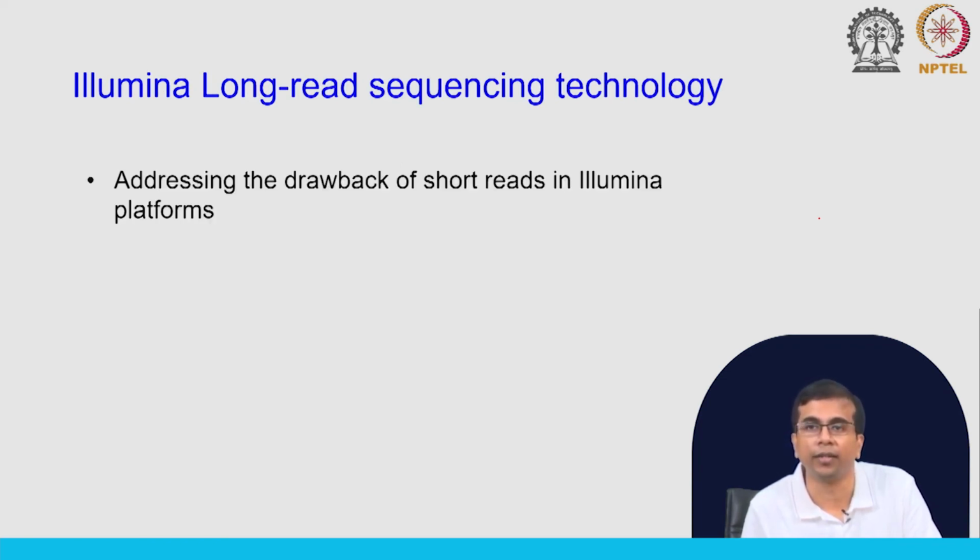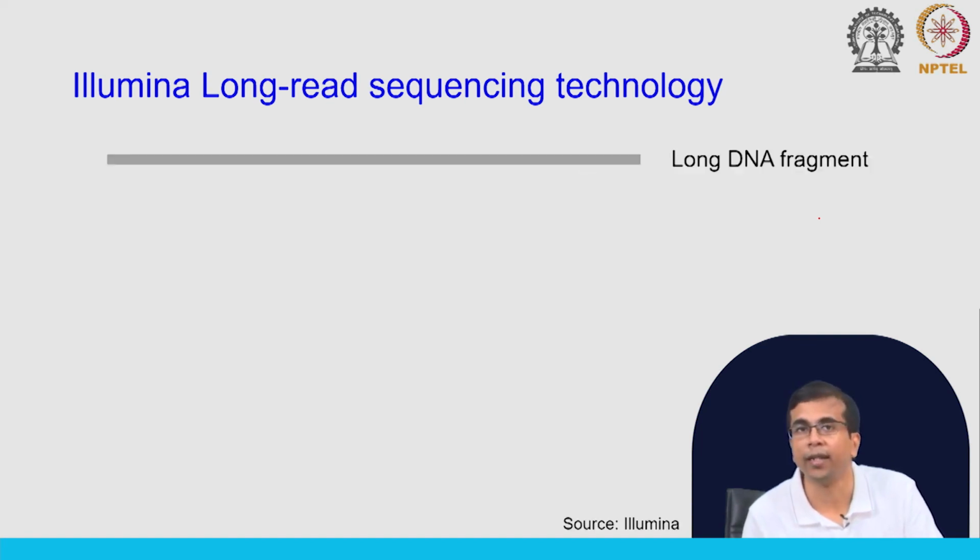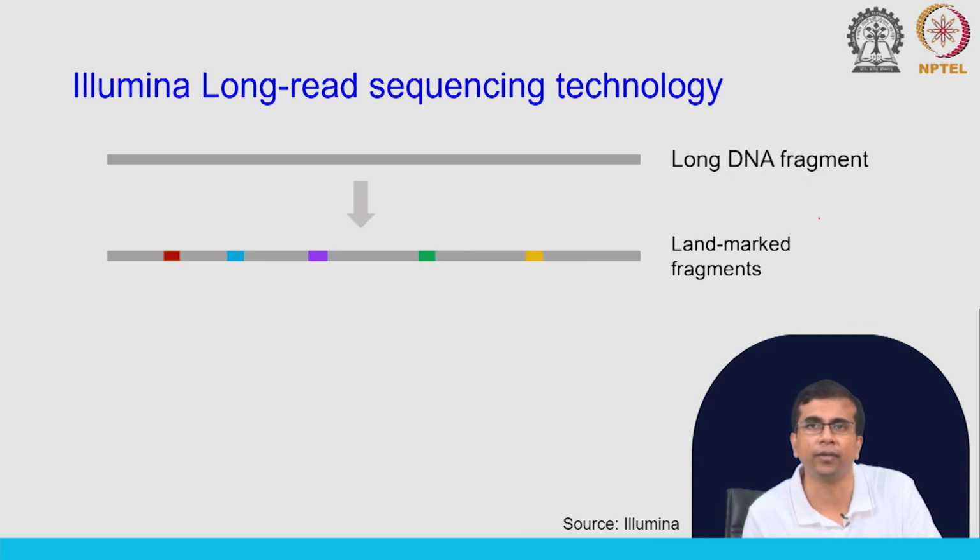This addresses the short read issue and gets reads of length 5 to 7 kb, and this is generated by something called landmarking. So, these long DNA fragments are first landmarked and then sequenced. This is the schematic. You have a long DNA fragment, and you have landmarked it, shown in different colors here in these regions, using tagmentation or tagging, again using something like a transposase.